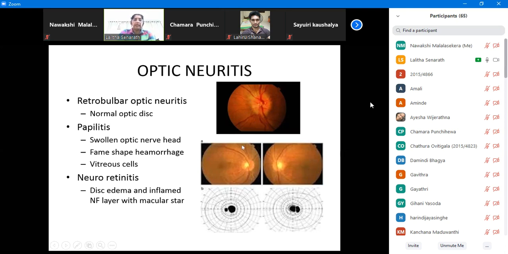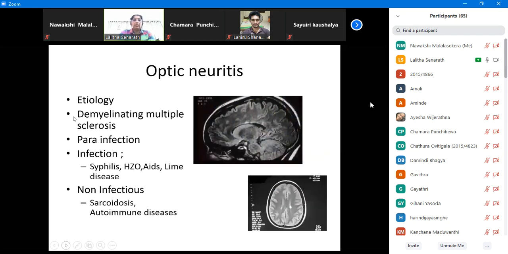Then the neuroretinitis is in the nerve fiber layer. Retrobulbar means from the optic nerve, from the sclera up to the optic chiasm. Papillitis means at the disc. And neuroretinitis means there's involvement of the nerve fiber layer. The optic neuritis.